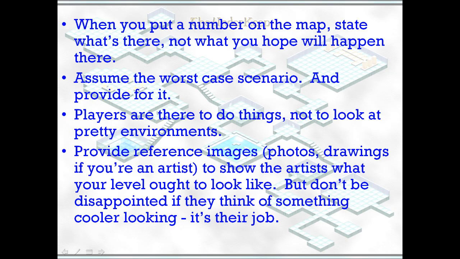When you put a number on the map, state what's there, not what you hope will happen there, because again, what happens is going to depend on the players, and they're going to do things you didn't anticipate. Try to assume the worst case scenario and provide for it. Try to imagine all the bizarre things that could happen, all the things that go wrong, and do something about it. Keep in mind that players are there to do things, not to look at pretty environments or admire your work. So give them things to do. It's all about doing.